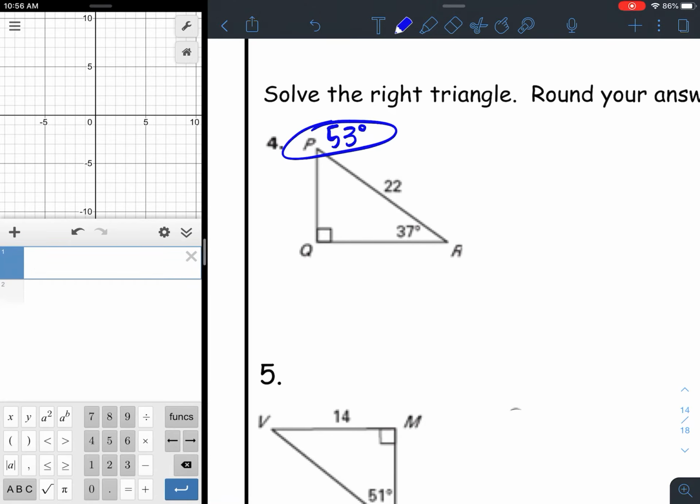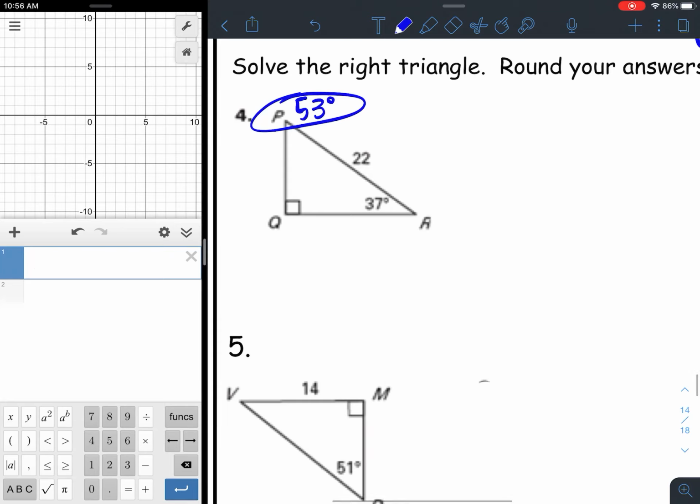And now we're going to use either of those angles, 53 or 37, it does not matter, to find our side lengths. So I'm just going to go ahead and stick with the 37. In reference to my 37 degree angle R, here is my opposite, hypotenuse, and adjacent. And I'm just going to go ahead and solve for the opposite first.